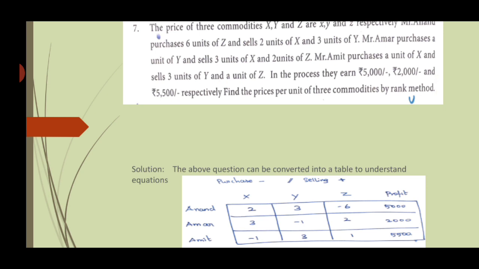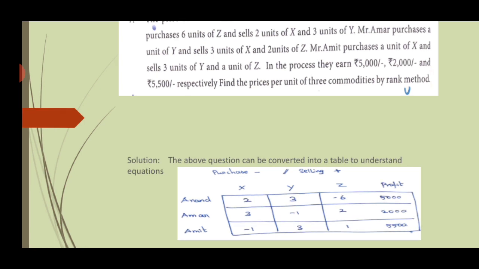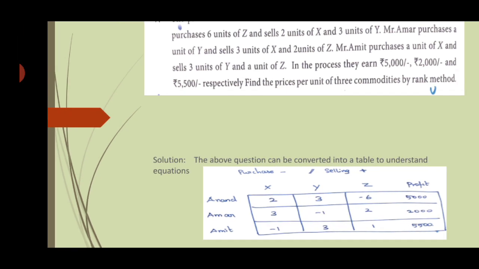Next, Amar. Mr. Amar purchases means minus. Amar purchases a unit of Y. A unit means 1, so minus 1 under Y for Amar. Then he sells 3 units of X and 2 units of Z, so in the X column plus 3, and in the Z column plus 2. Then Mr. Amit purchases a unit of X, so in Amit's row for X we put minus 1. He sells 3 units of Y, so plus 3, and a unit of Z, so 1 in the Z column. That's all.